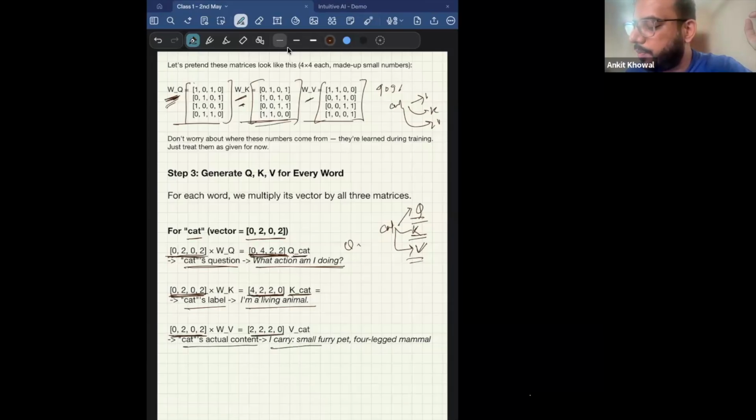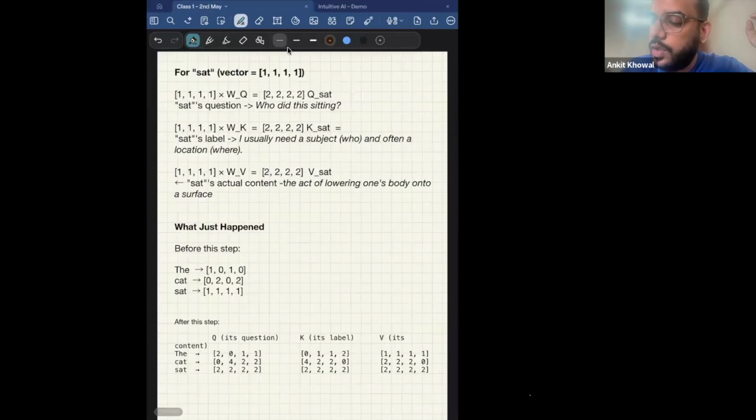I am a small furry pet, four-legged mammal. Okay. Now imagine cat has transformed itself into a question, into a key, and into a value. Similarly, how SAT will do in this sentence is again the same thing. I have the initial SAT vector, I'll multiply by WQ. But the question of the SAT vector will transform like this. It will start asking this question: who is doing the sitting, right? I know SAT means the action of sitting, but who is doing the sitting, right?